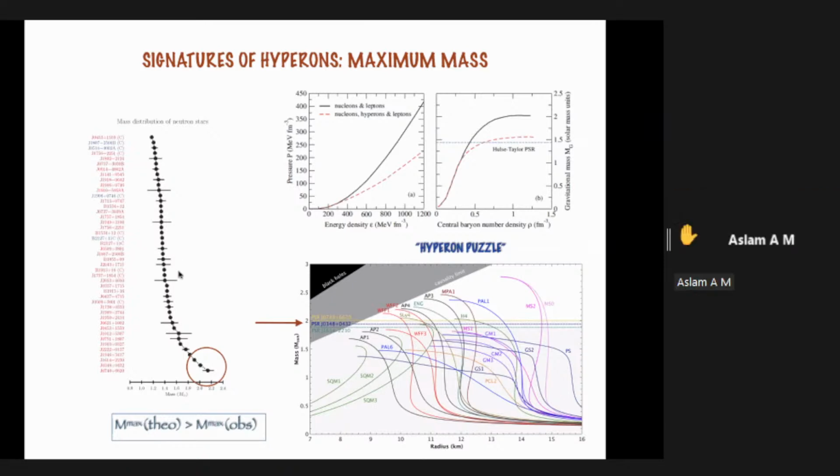Good question. Madam, can you please elaborate on how these super Chandrasekhar white dwarfs existed? What is the magnetic field's role?